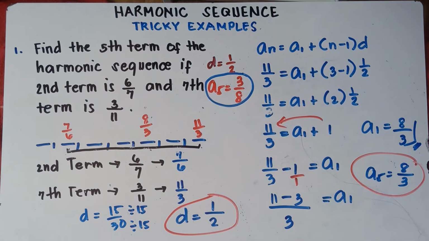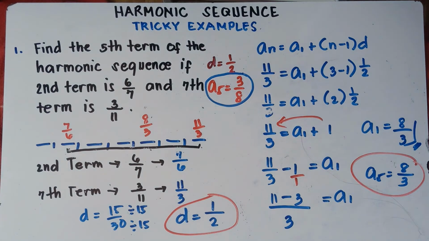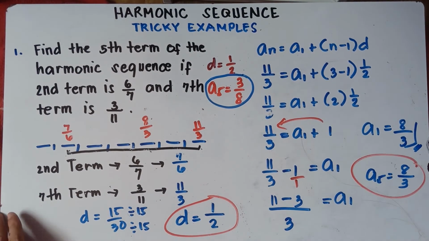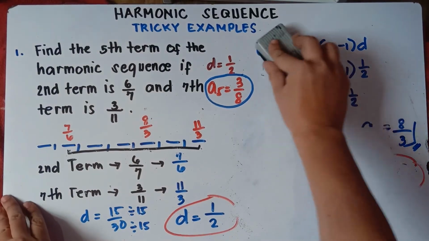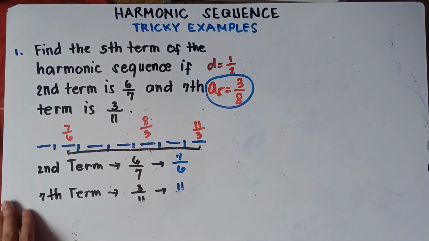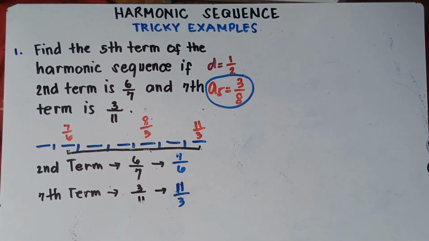Now, let's check, class. Let's do it manually. Let's check if we can get this answer, 8 over 3, for the fifth term. Alright, let's do it manually. So let me erase this one. If the teacher will ask you to do it manually, this will be the thing that you will do. But if not, that's the answer, class. You can use the arithmetic sequence formula.